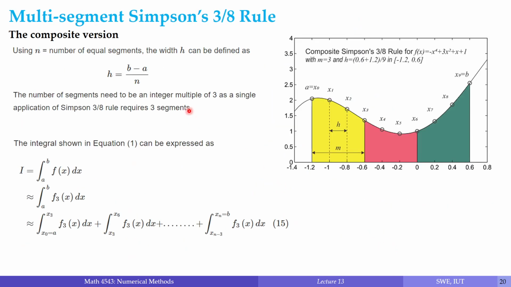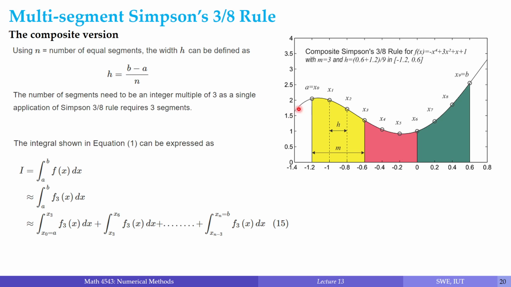Okay, now let's proceed to the next part of this lecture, which is the multi-segment version of the Simpson's 3 by 8 rule. This is the composite version. So the idea is simple. Instead of using one third order polynomial to approximate the area under the curve, we'll use multiple third order polynomials to approximate the area under the curve.